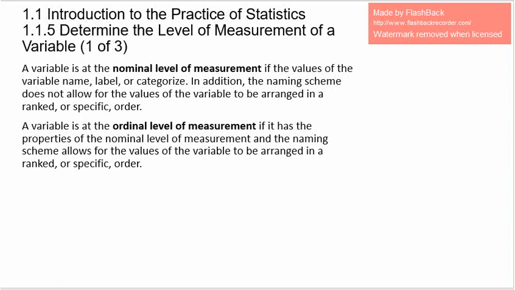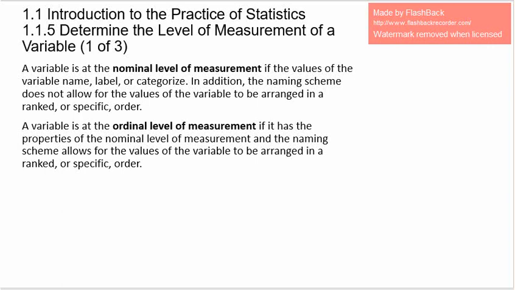A variable is at the nominal level of measurement if the values of the variable name, label, or categorize. In addition, the naming scheme does not allow for the values of the variables to be arranged in a ranked or specific order. A variable is at the ordinal level of measurement if it has the properties of the nominal level of measurement and the naming scheme allows for the values of the variable to be arranged in a ranked or specific order.